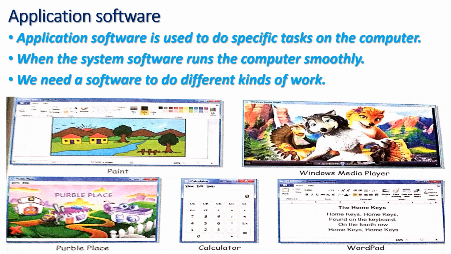Okay, let us look at some application software. Paint, Windows Media Player, Purple Place, Calculator, Wattpad. These are the examples of application software.